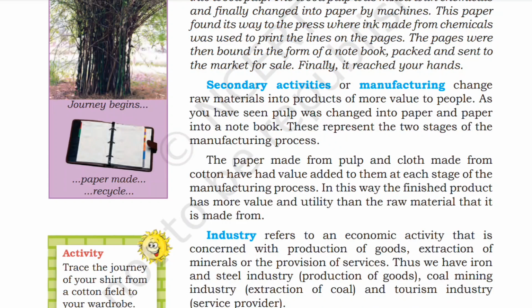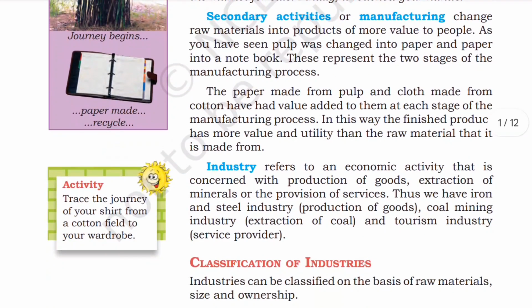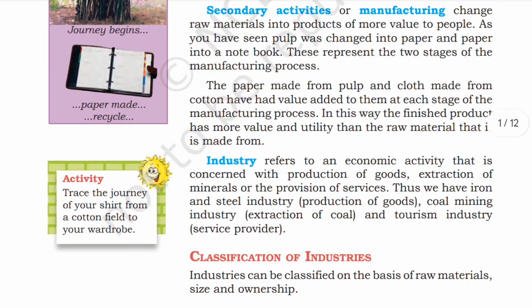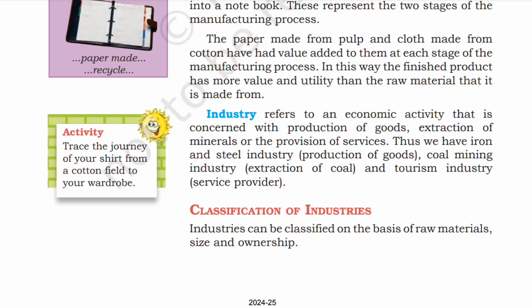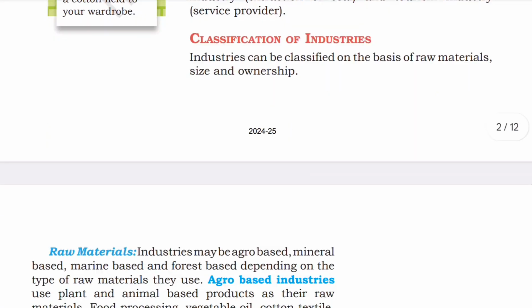The paper made from pulp and cloth made from cotton have had value added to them at each stage of the manufacturing process. In this way, the finished product has more value and utility than the raw material that it is made from. Industry refers to an economic activity that is concerned with production of goods, extraction of minerals, or the provision of services. Thus, we have the iron and steel industry, production of goods; the coal mining industry, extraction of coal; and the tourism industry, a service provider.